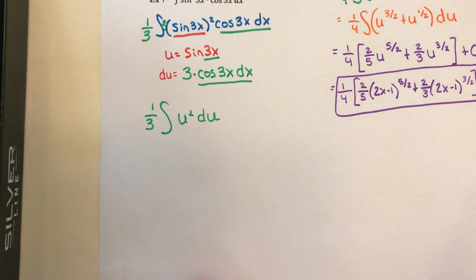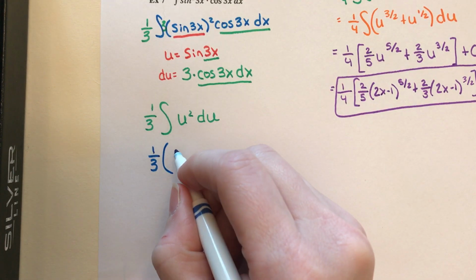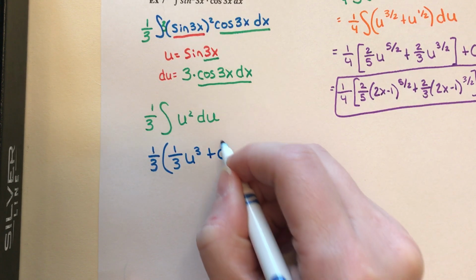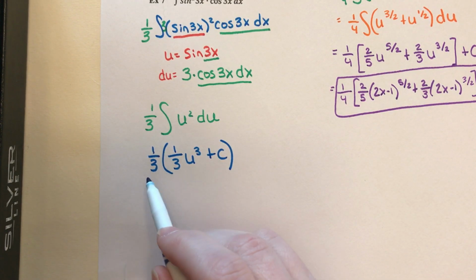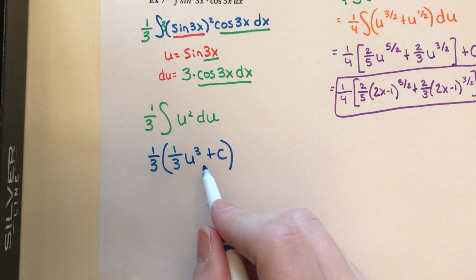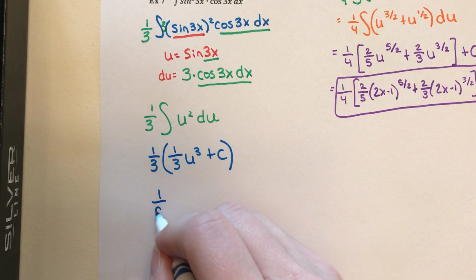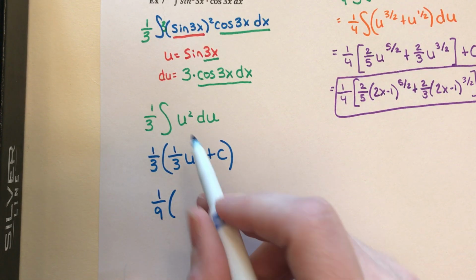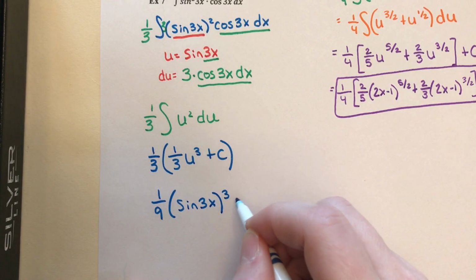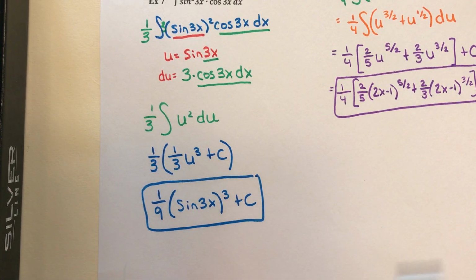Okay, next part, let's take the integral. So I'm going to bring down this 1/3. The integral of u squared is 1/3 u cubed plus c. And if you want, you can distribute this 1/3 through. You don't have to distribute it to the c because any number times a constant is still a constant. So this would be 1/9. I'm going to plug back in for u, which is sine of 3x cubed plus c.